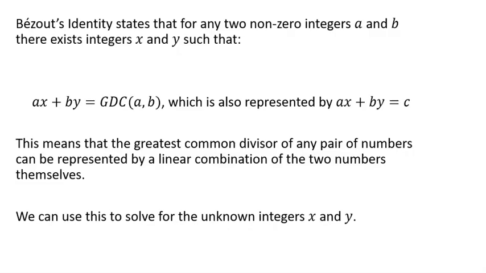So for example, the greatest common divisor of 96 and 84 can be represented in this format here. So we can use this idea to solve for any unknown pair of integers x and y to then write it back into that format.